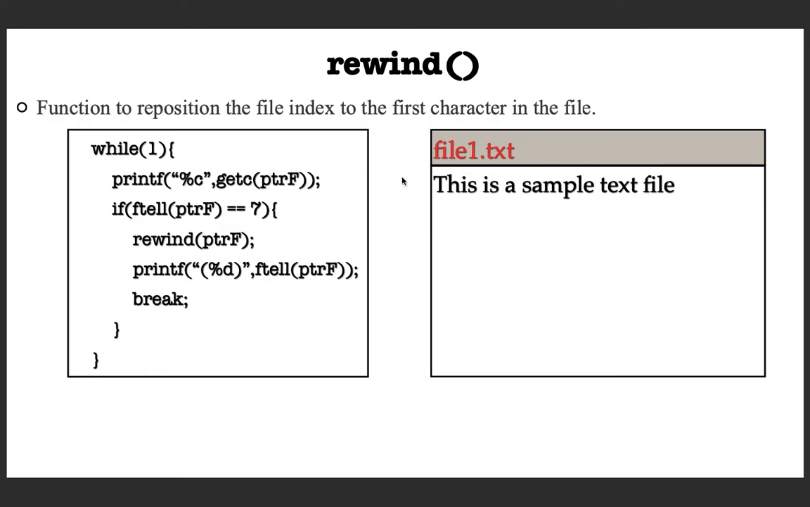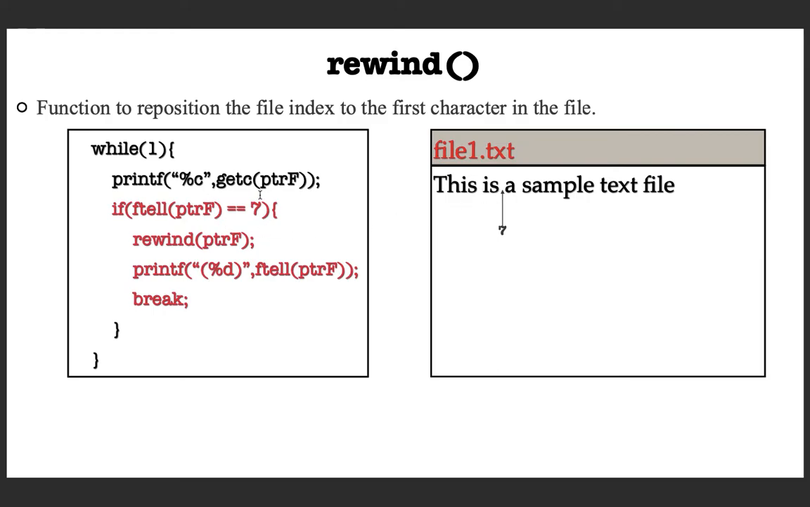And what is this doing? It first prints the first character or the next character, which is capital T. Then it checks whether the position has reached 7 or not. ftell of ptrf means the position of the next character. Initially it is 0, then it is 1, eventually it comes to 7. If you look, 7 is here: 0, 1, 2, 3, 4, 5, 6, 7.